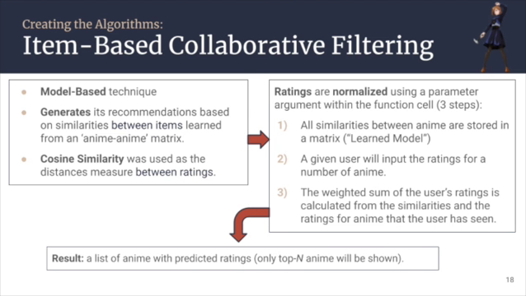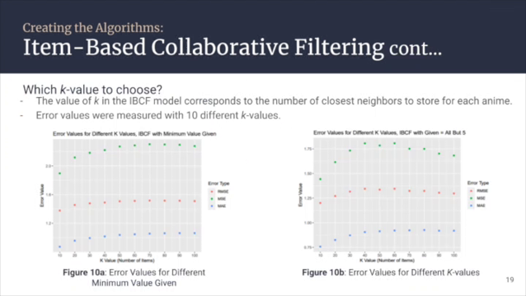Second, a given user inputs the ratings for a number of anime. Lastly, the weighted sum of the user's ratings is calculated from the similarities and the ratings for anime that the user has seen. The result is a list of anime with predicted ratings.